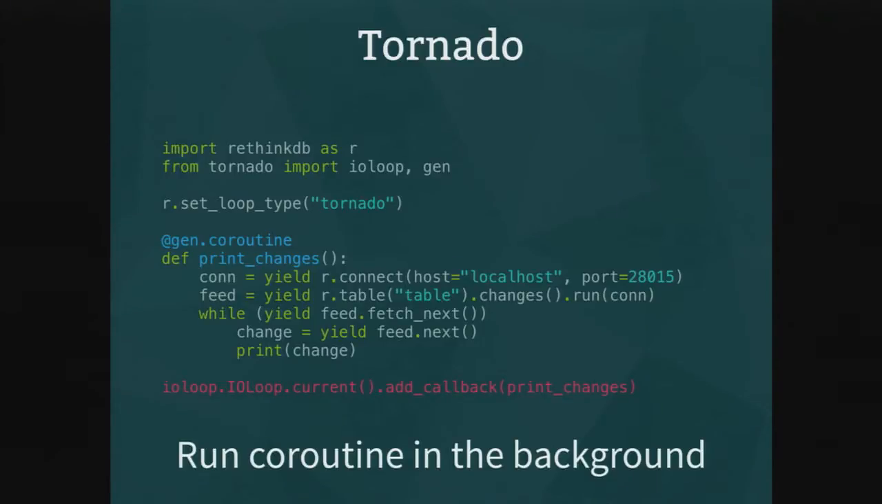This is a little scary looking, but what this IOLoop.current().add_callback does is it tells Tornado to run the entire coroutine in the background, like persistently. So this will just execute, and it'll always be there. And whenever a change pops up, and that yield feed.fetch_next picks it up, then the rest of that function will evaluate, and you'll see the change appear on standard out.